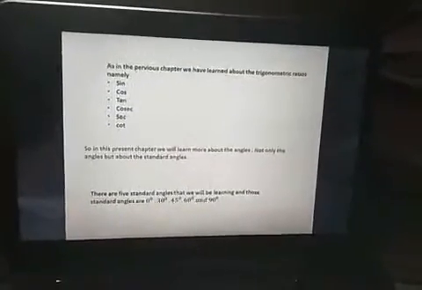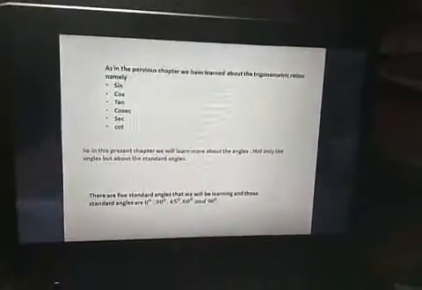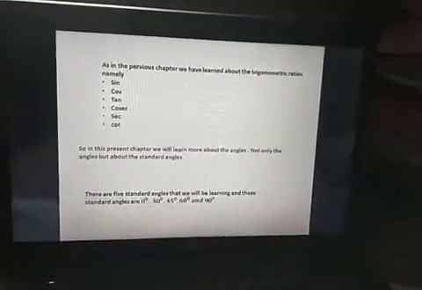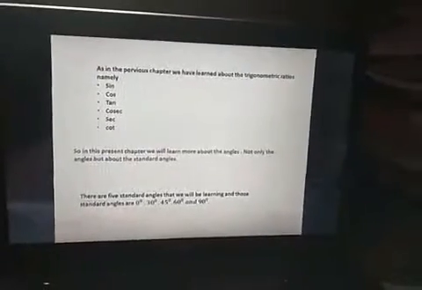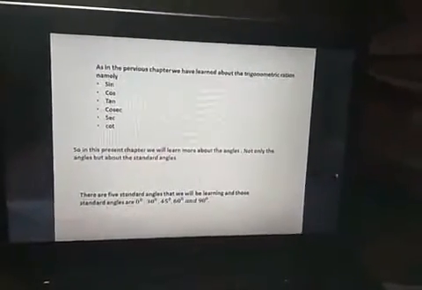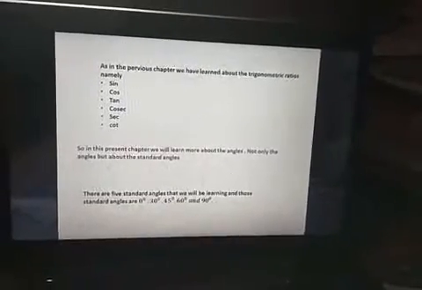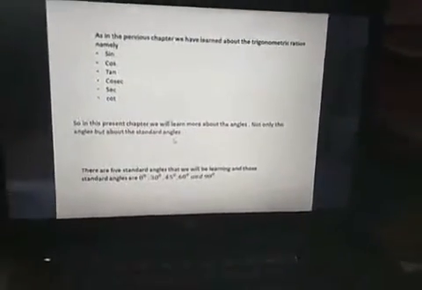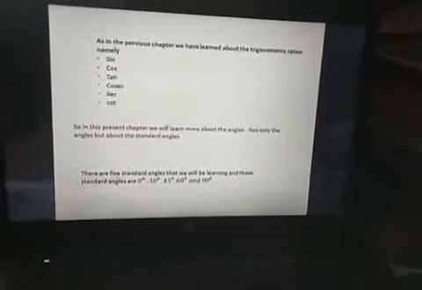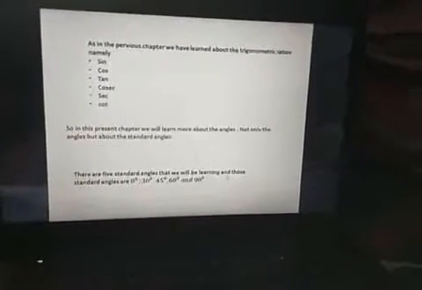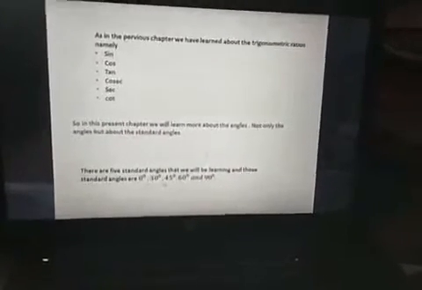So in this present chapter we will be learning more about the angles. Note my word, more about the angles. Not only the angles, we will be learning more about standard angles. Some angles are known as standard angles. There are actually 5 standard angles that we will be learning in this chapter, and the 5 standard angles are 0 degree, 30 degree, 45 degree, 60 degree, and 90 degree.